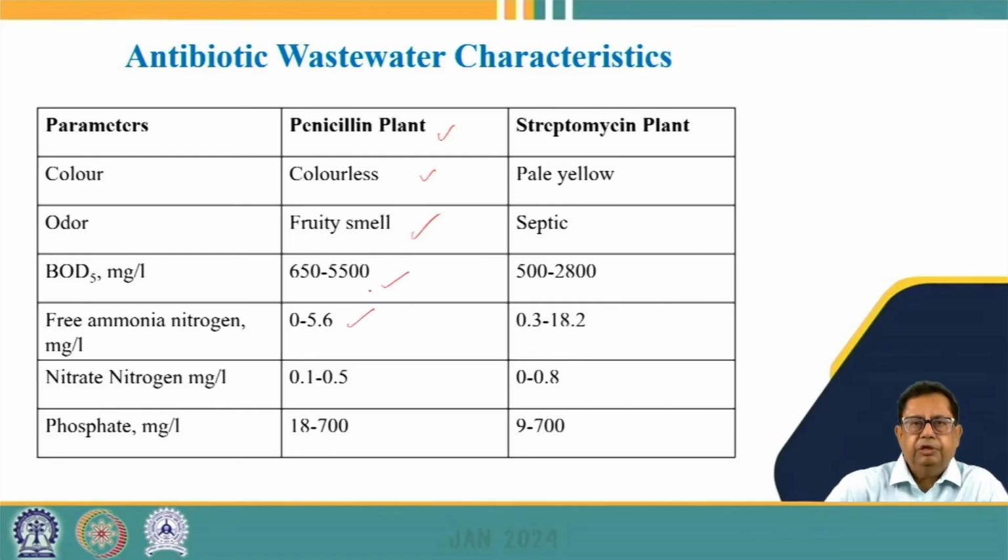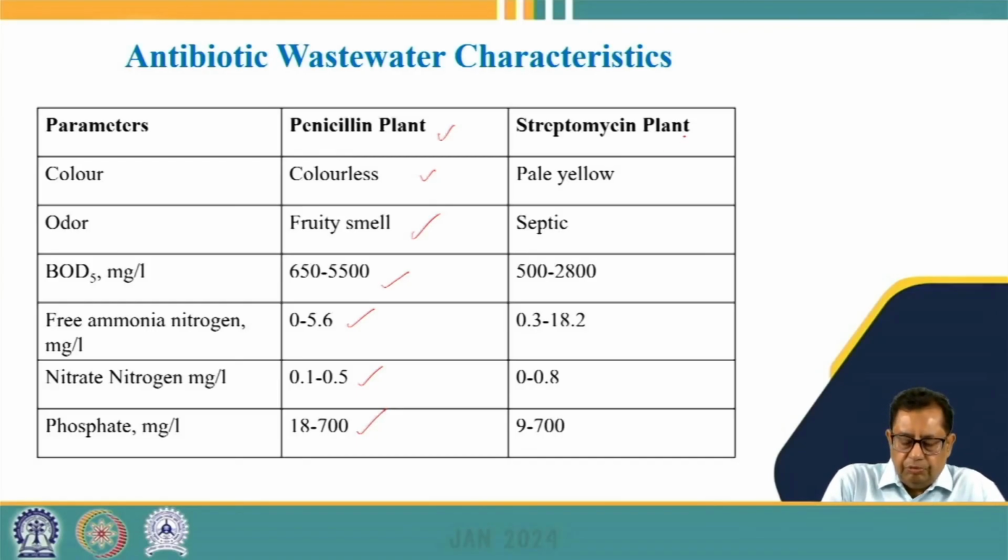For example, it may range from 0 to 5.6 milligrams per liter. We can also have nitrate nitrogen, which may happen because of the nitrification process of the ammoniacal nitrogen, so it may be nearly 0.1 to 0.5 milligrams per liter. Similarly, we also find phosphates in the process because of the addition of certain phosphates as nutrients, and we may also use phosphoric acid somewhere. In that case also the phosphate may come out into the effluents. So the phosphate concentration may be between 18 to 700 milligrams per liter.